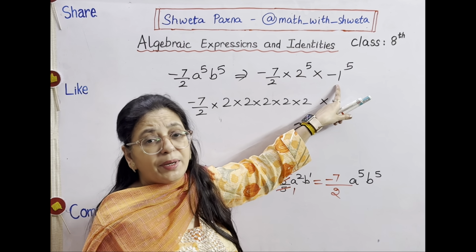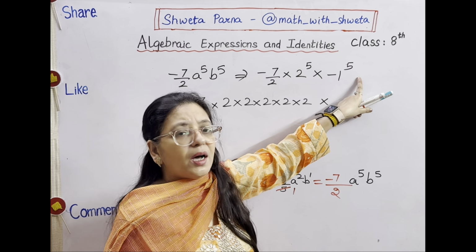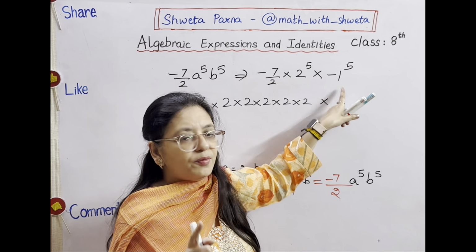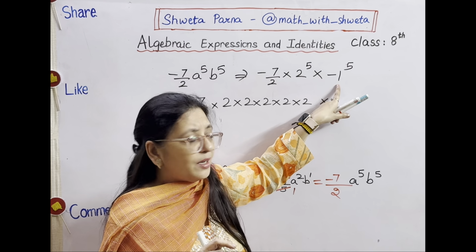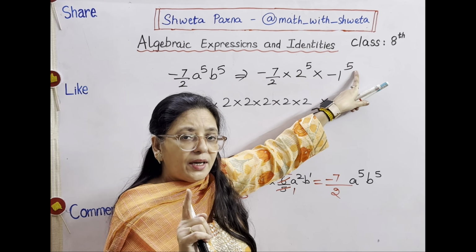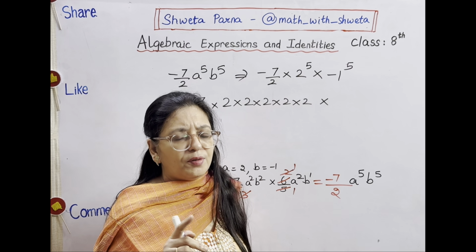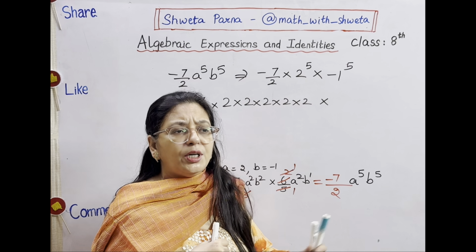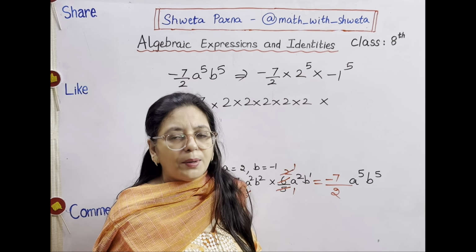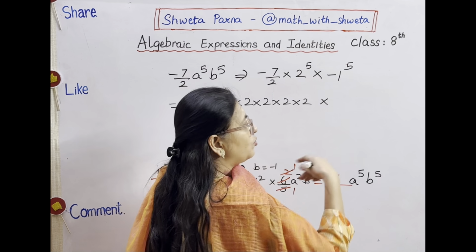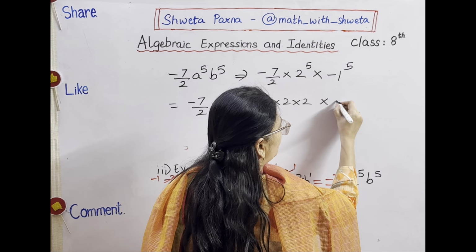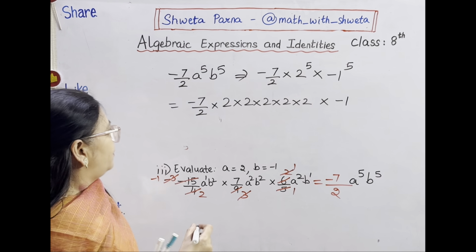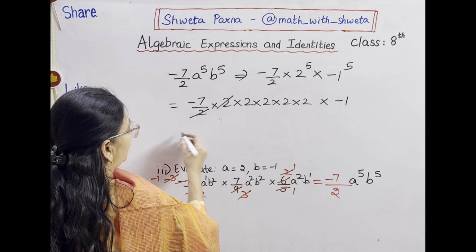If the base is negative and the power is odd, the answer would be negative only. If the base is negative but the power is even, then the answer would be positive, because two negative numbers multiplied will become positive. So here minus 1 into minus 1 into minus 1 into minus 1 into minus 1, you will get minus 1 only. Now this 2 gets cancelled.